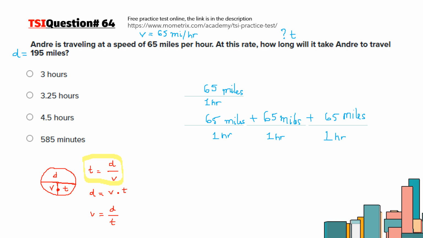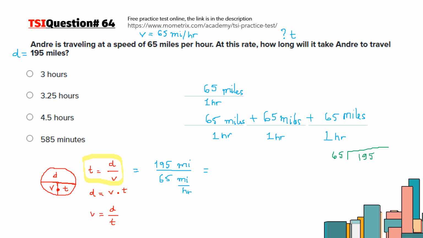Okay, so let's solve this one. We have 195 miles over 65 miles per hour. So we'll do the division of the two numbers: 195 divided by 65.